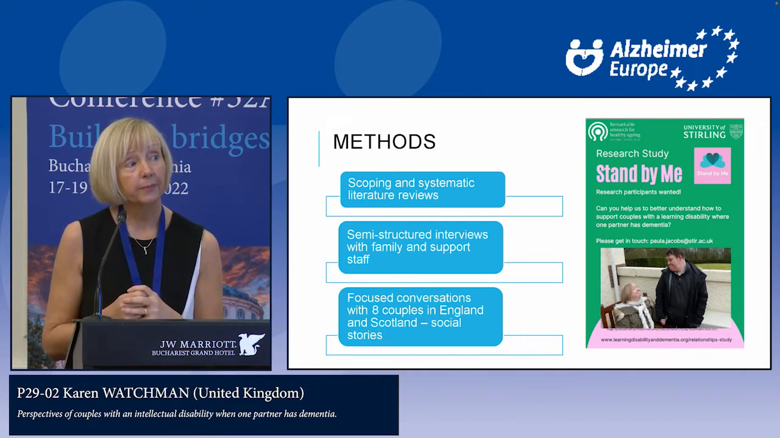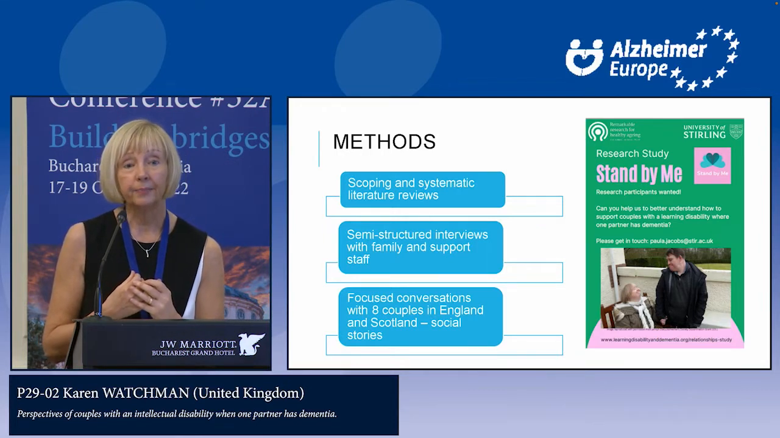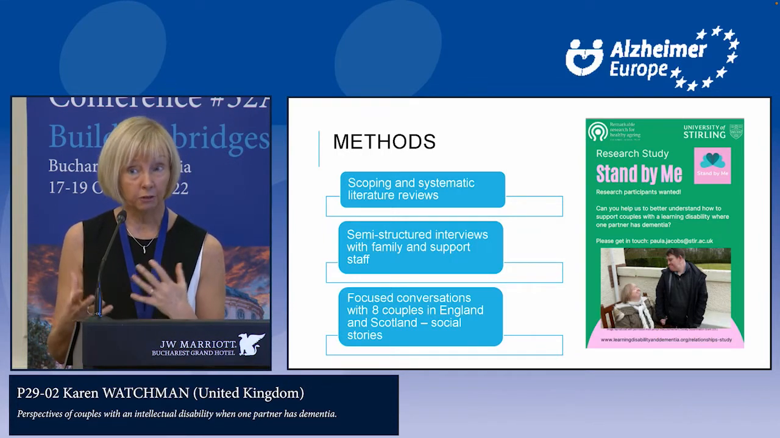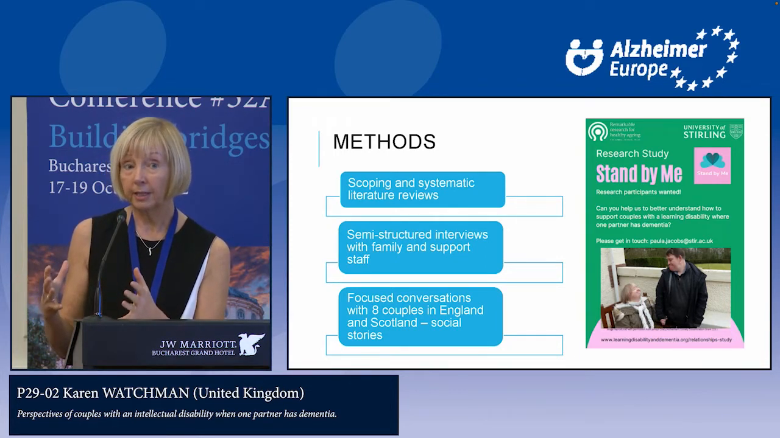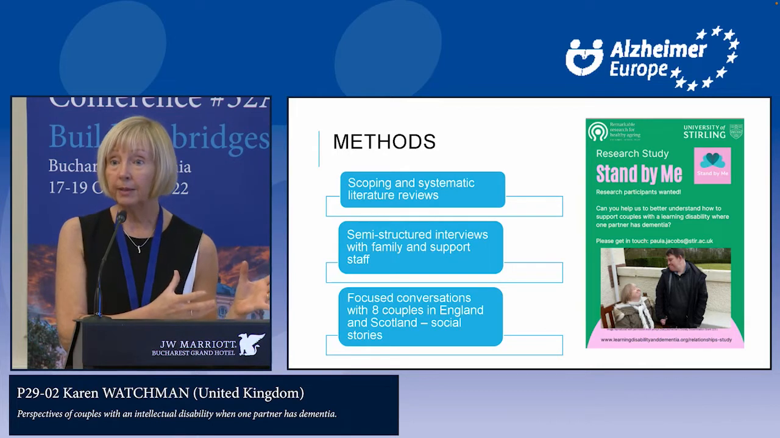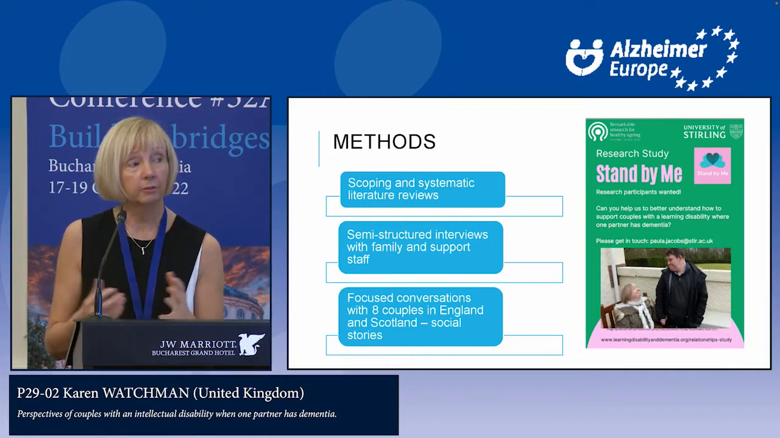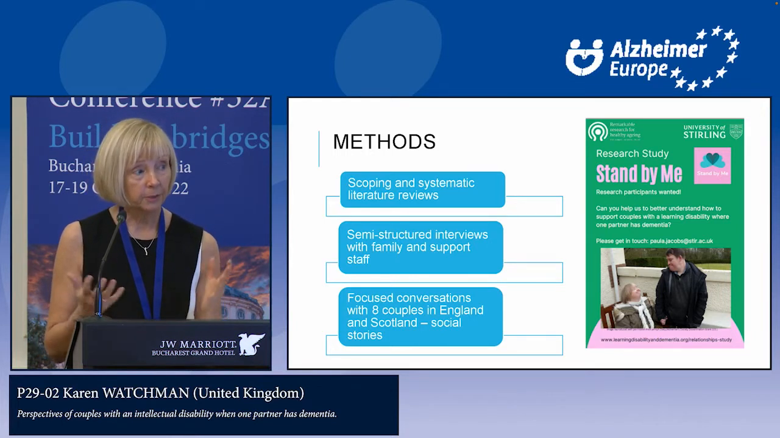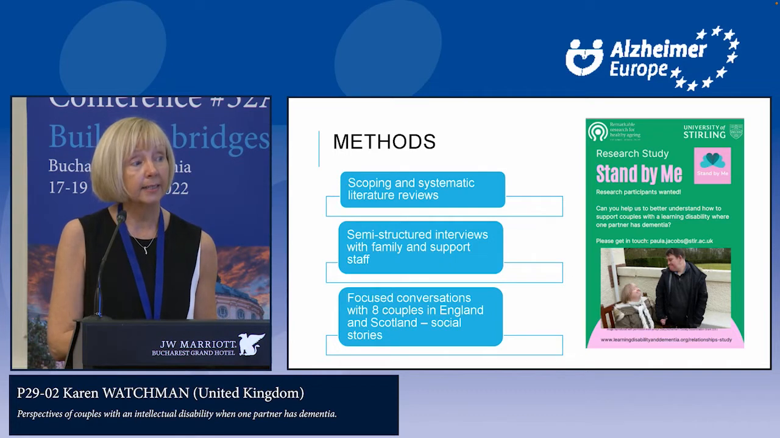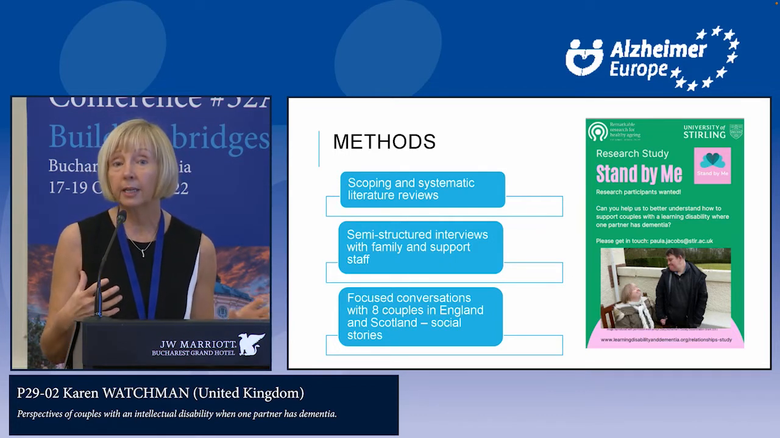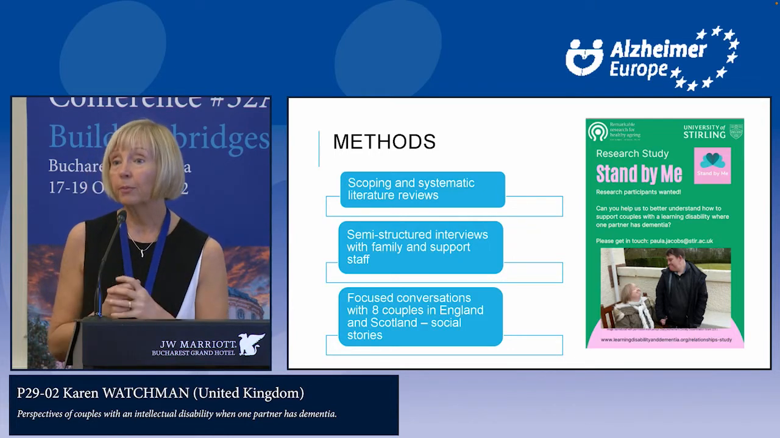We also talked to family members and to support staff, and as you might expect, sometimes found contradictory information about what the couple might want from their relationship and what a family member or a support worker thought might be best. So there wasn't always agreement there. But the most important part for us was to hear from the couples themselves. In some cases, it was one partner. In a couple of the relationships, the partner with dementia had died, so it was just one partner.